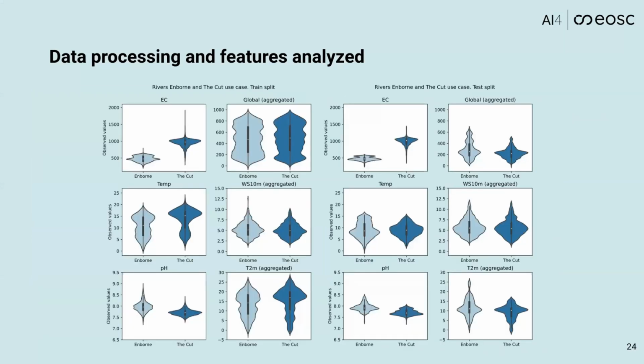Here we have the features that we have analyzed, comparing their values and their distribution in the cases of Emborne and the cases of Dicat for the train split and for the test split. You can see that there are features that are quite different. For example, the electrical conductivity, the distribution in the two rivers is quite different, and there are others that are more similar, such as the temperature and, of course, the three meteorological ones, which have almost the same distribution.